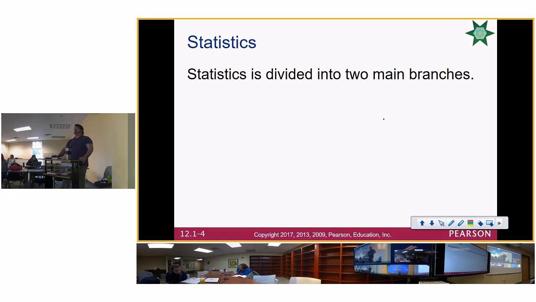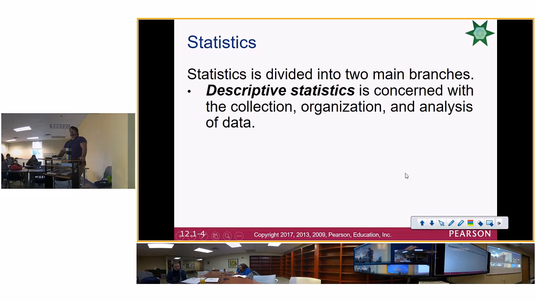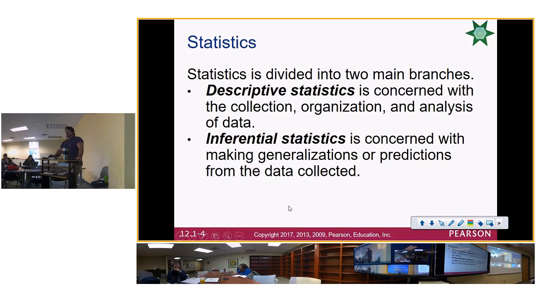Statistics is divided into 2 main branches: descriptive statistics and inferential. Is this a standardized test question? Yes. Most of these definitions that you're going to see on these slides are standardized test questions.